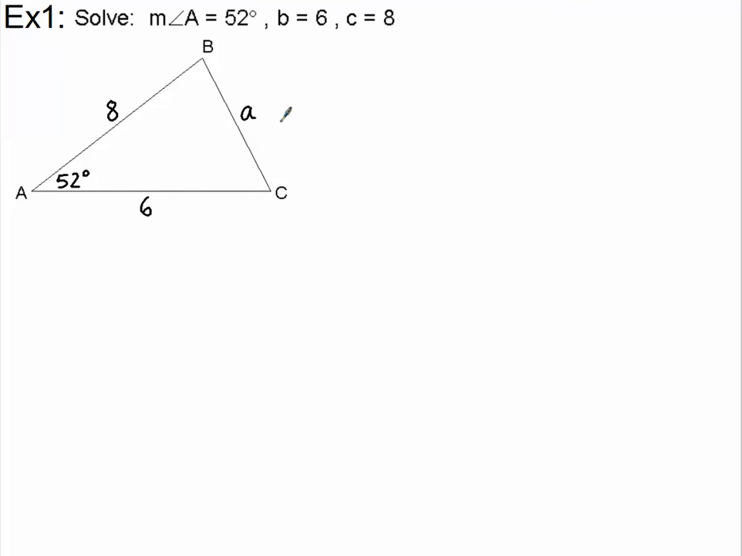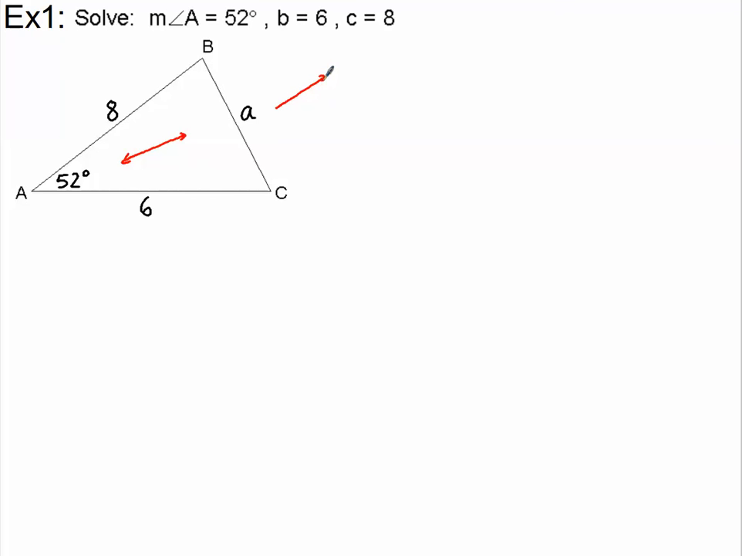I cannot use law of sines yet, because the only angle that I'm given is opposite this side, and that's the only side that I don't know. I cannot use Pythagorean theorem because I don't know if this triangle is a right triangle or not. Since I don't know that, I have to assume that it's not. And so this is why I need law of cosines.